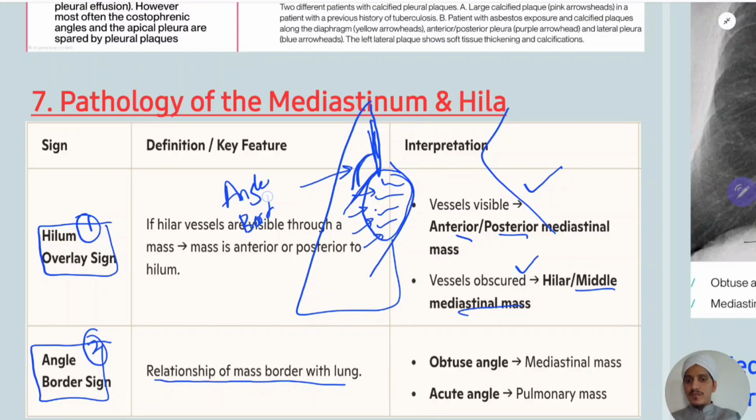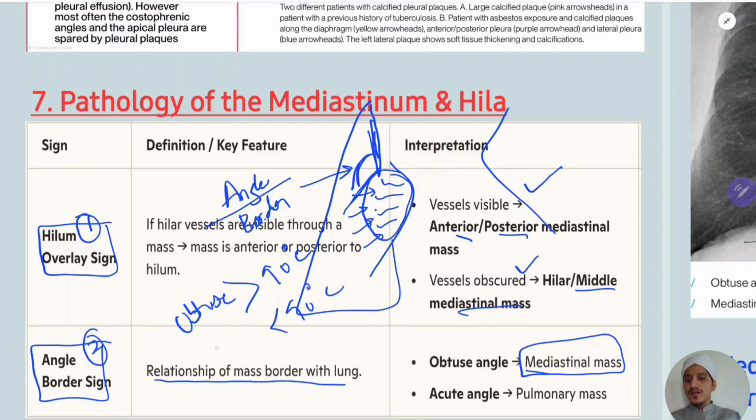So if the angle border is obtuse, meaning if it is more than 90 degrees, then it is a mediastinal mass. And if the angle is less than 90 degrees, meaning acute, then the mass is not a mediastinal mass, it is a pulmonary mass.